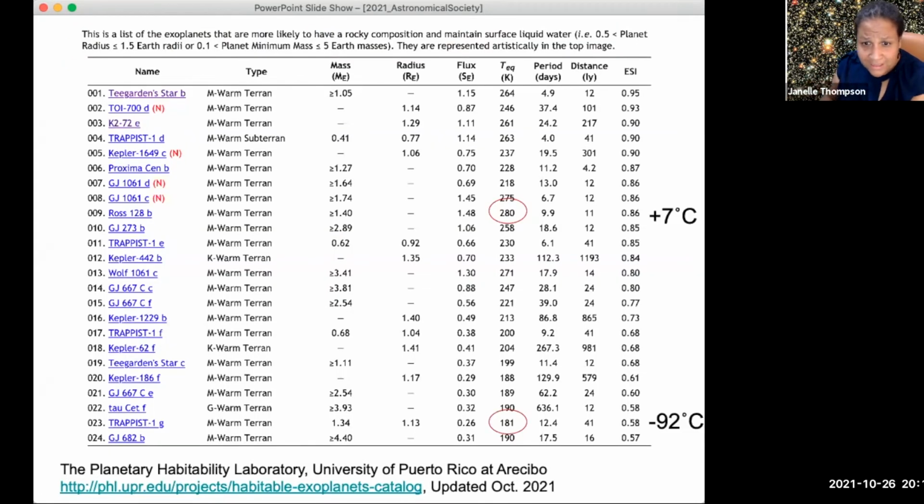This is the rank list. You can see lots of cool data. If you ever want to check this out, go onto this website, the Habitable Exoplanets Catalog. It ranks these planets and gives you the type of star. You can see most of these stars are M-type stars, a few K-type stars, one G-type star. You can see their mass or their radius based on the type of measurement that was used to discover them, and then the predicted equilibrium temperature of the planet, and then the ESI score.